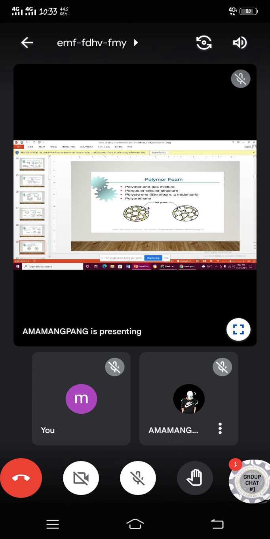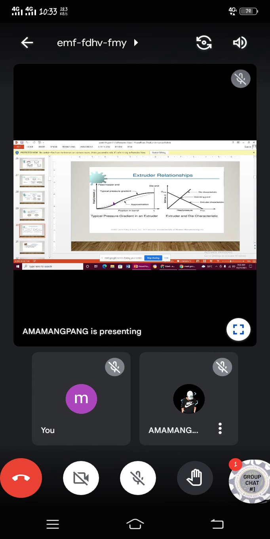So this is the gas pores, the circles. So polymer and gas mixture, porous with a cellular structure, polystyrene or Styrofoam. This is Styrofoam, a trademark. And polyurethane. This is a polyurethane. So this is the diagram of extruder relationships. So this is the typical pressure gradient of the extruder and this is the extruder die characteristic.